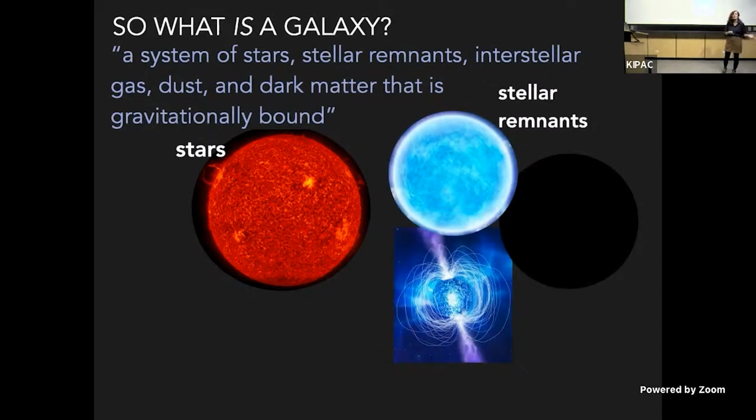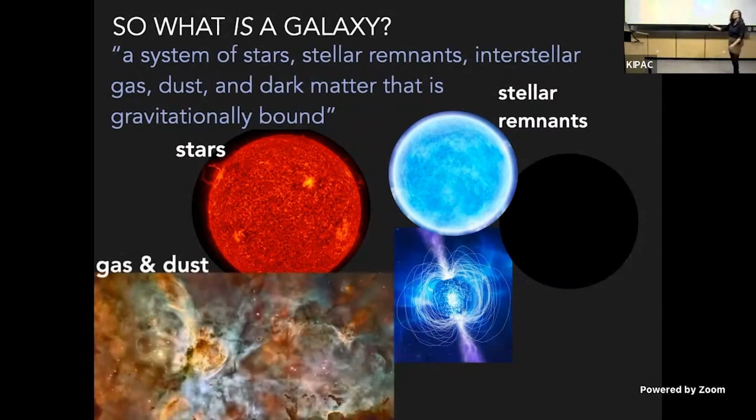Another component of galaxies are these so-called stellar remnants. These are white dwarfs, neutron stars, and black holes. And this is what you get after you wait for a very long time and let stars go through their whole life cycle and then die. And so the end products of that stellar evolution you also find in galaxies.